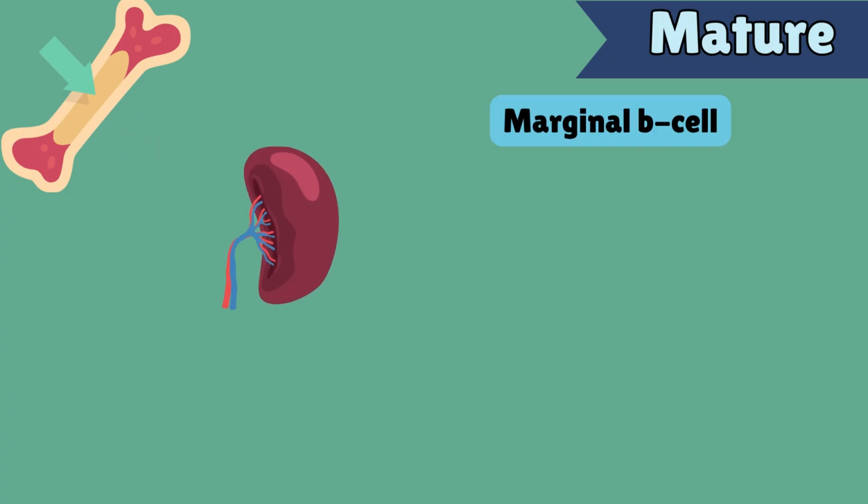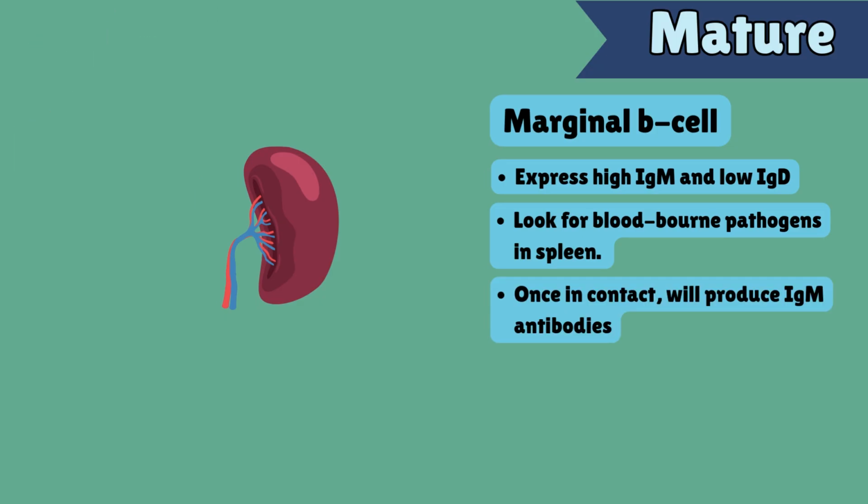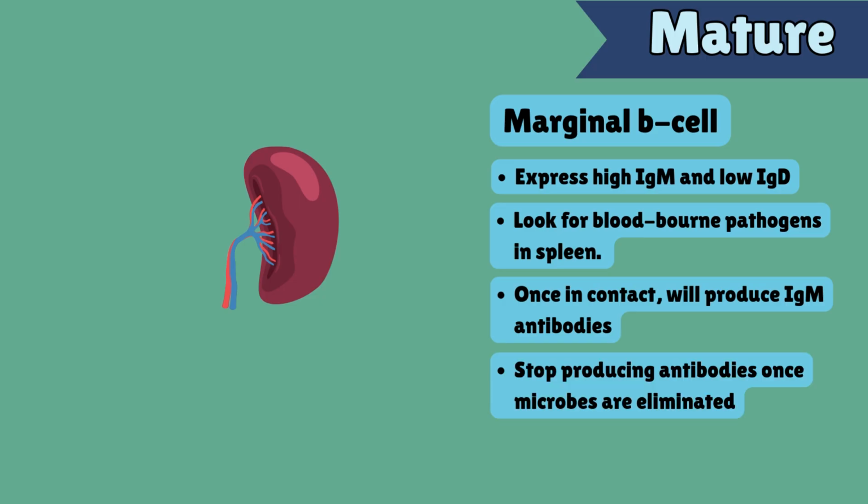The type of B cell depends on what location they migrate to. When they migrate to the spleen, they are known as marginal B cell. Remember, B cells express IgM at first. Marginal B cell will express high IgM and low IgD. This is because they need to respond quicker to blood-borne pathogens. Once the B cell comes in contact with the pathogen, it will start releasing antibodies. Production of the antibodies stops once microbes are eliminated.